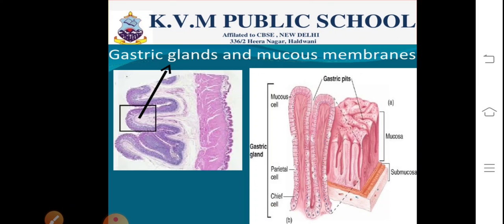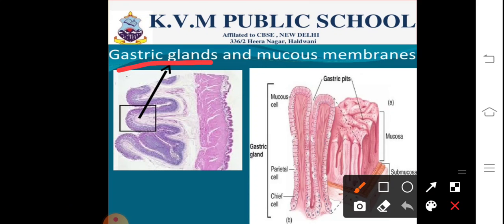The stomach carries out 4 basic functions, that is storage of food, mechanical churning of food, the regulation of the flow of food into the small intestine, and the partial digestion of food. So basically, these functions are carried out with the help of the gastric glands, which are present in the stomach.